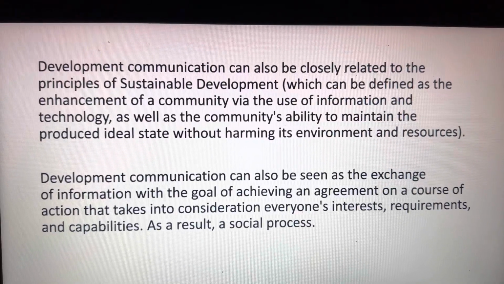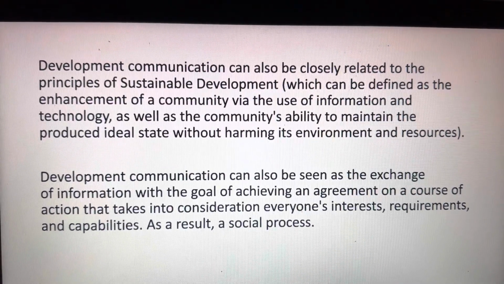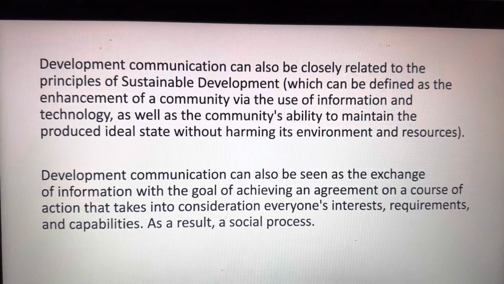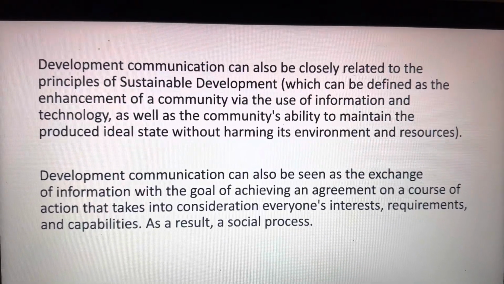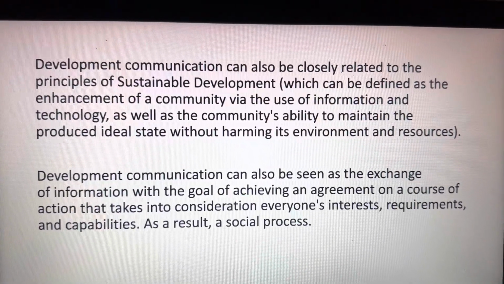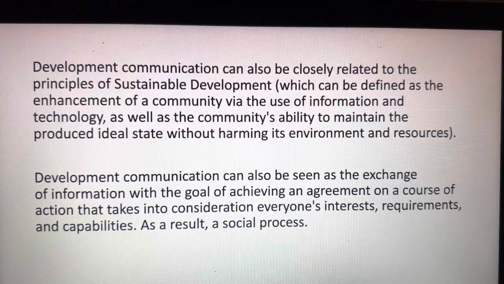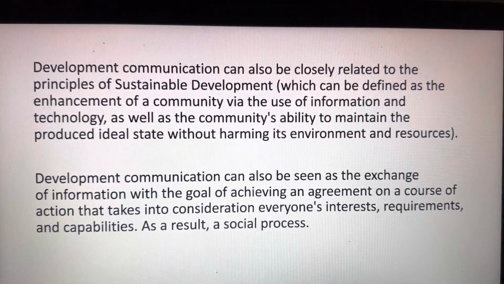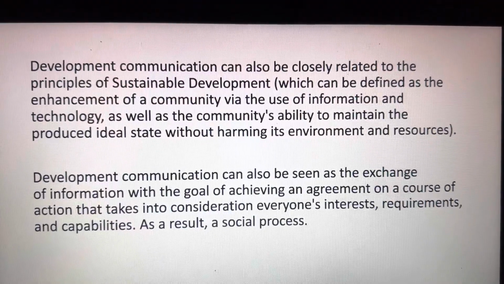Development communication can also be seen as the exchange of information with the goal of achieving an agreement on a course of action that takes into consideration everyone's interests, requirements, and capabilities. As a result, it is a social process.